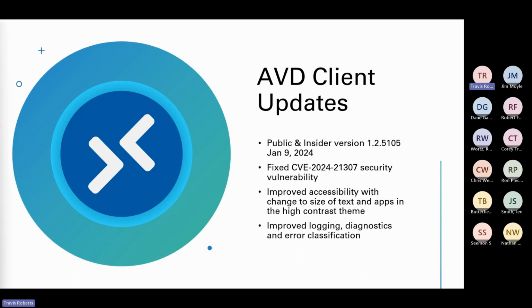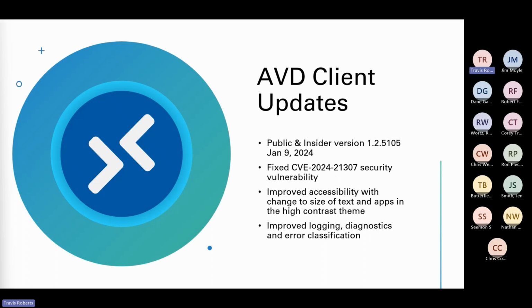Okay, so the AVD client, earlier this week when I checked, the version is 1.2.5105, and that's for both public and insiders. There's a fix, the CVE number there, that rolled the insider into public to address that security issue. There's some improved accessibility with changes to the size of text and app height contrast themes, and improved logging.